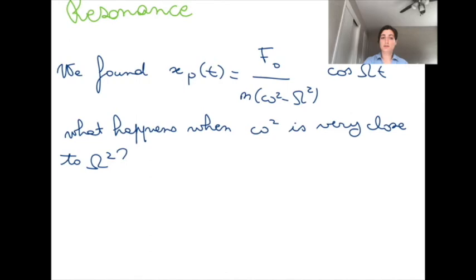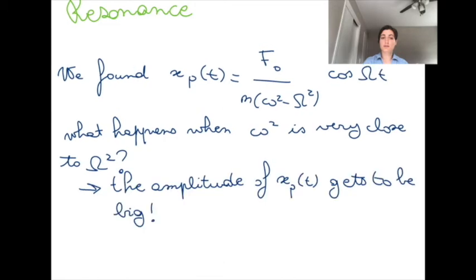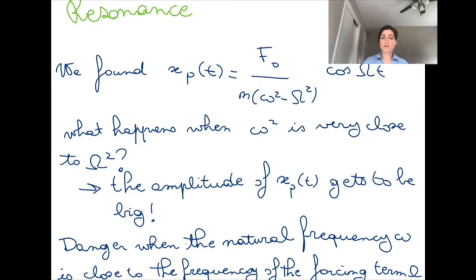But when we were looking at that, we found that the particular solution was a fraction with omega squared minus capital omega squared. And that might be problematic when small omega squared becomes very close to capital omega squared. The amplitude of our particular solution becomes very big. It's actually a danger when the natural frequency is close to the frequency of the forcing term.